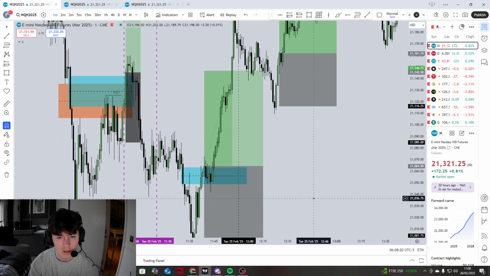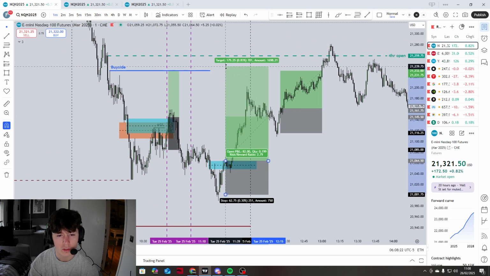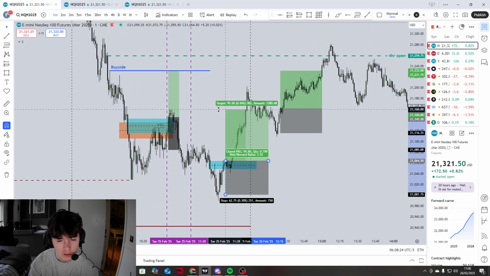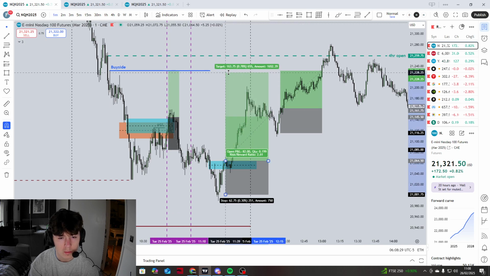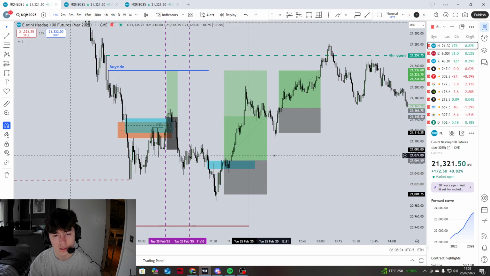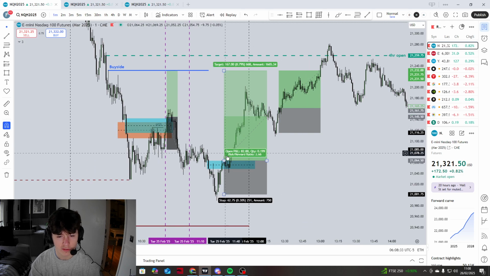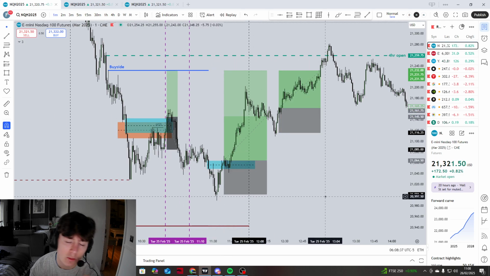Stop below here. You could have literally just ridden. I don't know, maybe this is TP1, these highs right here, and then maybe this is final TP. You get 2.6 R. So I mean, these are 3 good trades all here. I could have taken them all, but I just didn't want to lose.